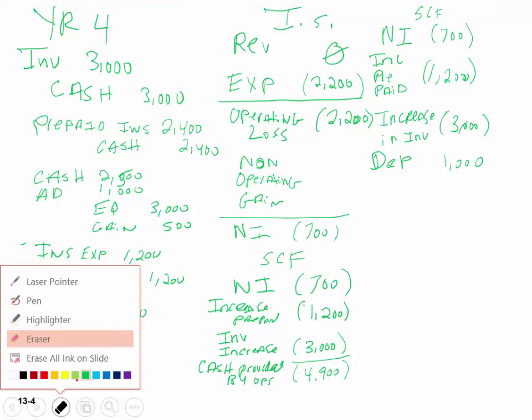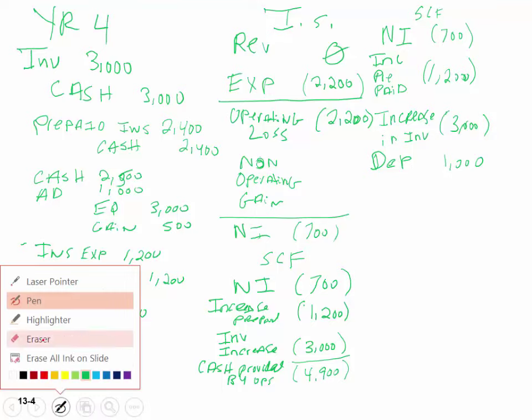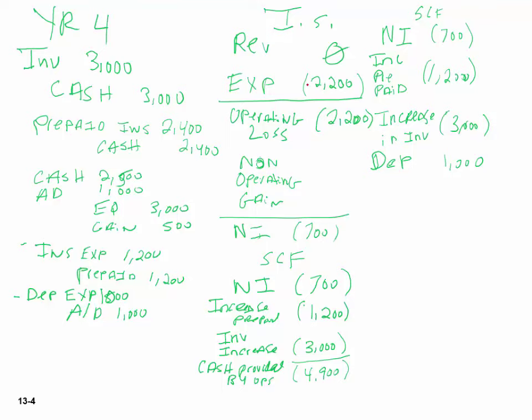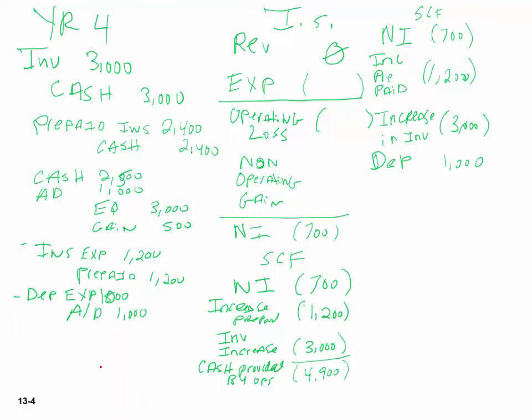Oh, yeah, that's right. When I sold the equipment, that's why I didn't need to take depreciation, because I said I sold it at the very beginning of the year, didn't I? If I sold it at the very beginning of the year, I wouldn't have taken any depreciation in year two, right? So let me go back to that. That's easier. So that puts it back to $1,200.